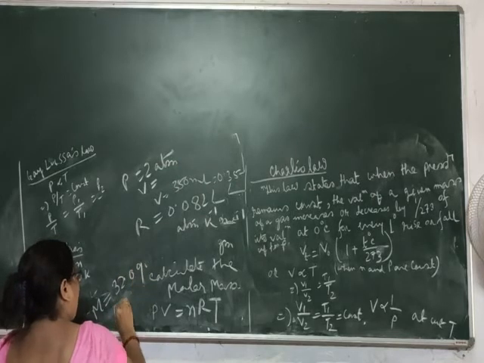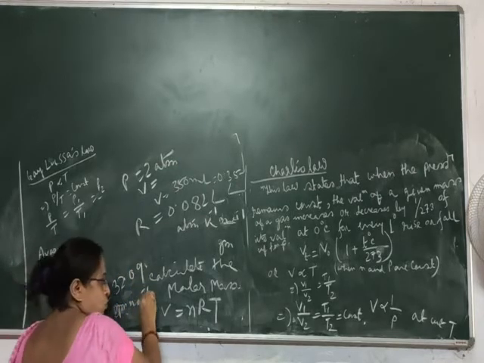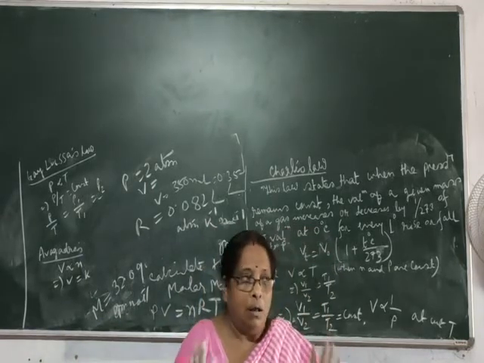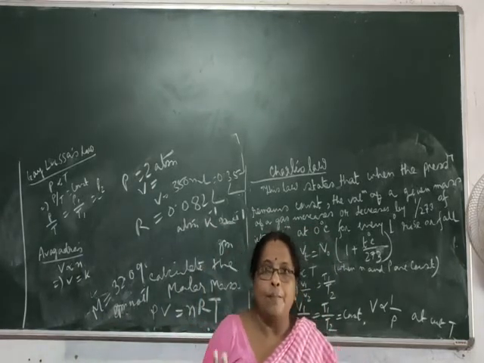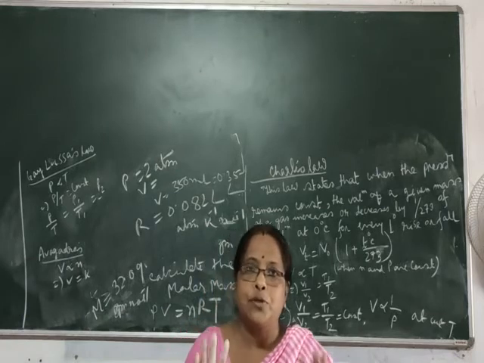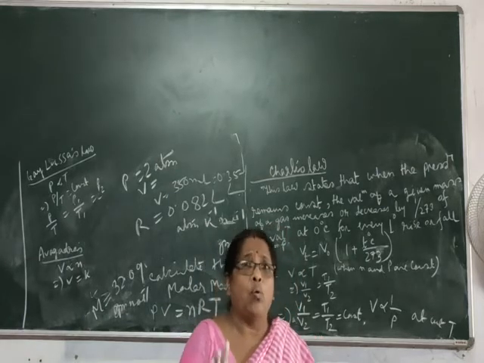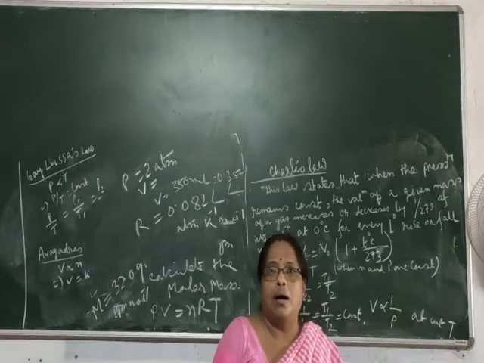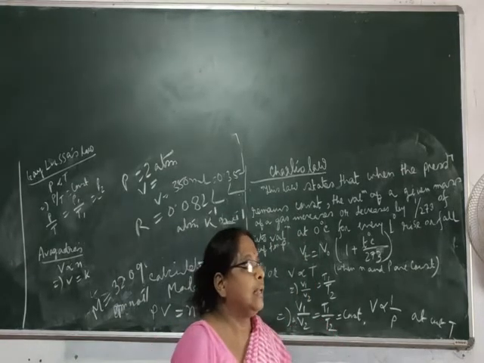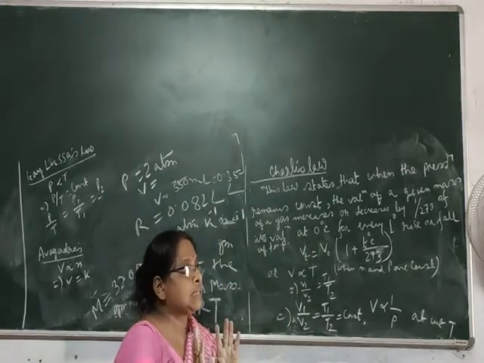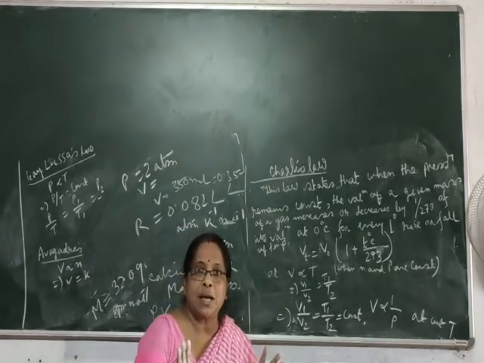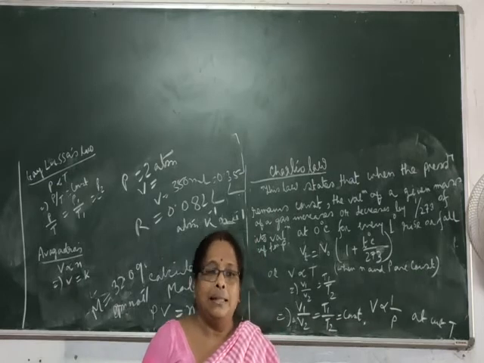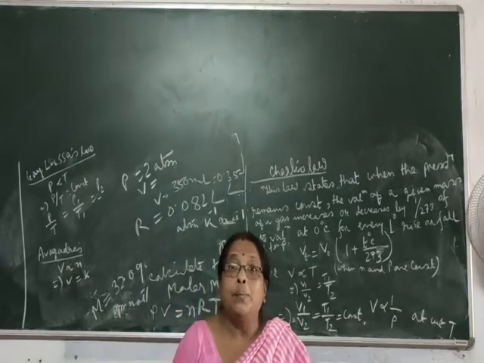So by using this, we can calculate M, and the value of M is 32.09 gram per mole. So in this class, we have discussed first Charles' law, then what is absolute zero temperature, then what is the physical significance of absolute zero, then Gay-Lussac's law, this is the law between pressure and temperature, then Avogadro's law, then ideal gas equation, and then one problem.